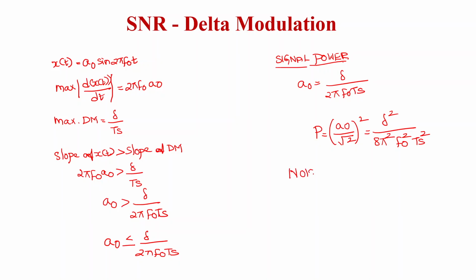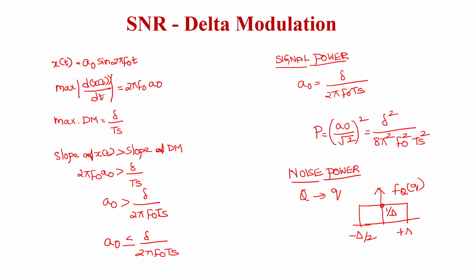Similarly, I am going to calculate the noise power. Assume the quantization error is represented by a random variable Q. When you draw the distribution curve, it follows fQ(q) with amplitude 1 by delta over the limit minus delta by 2 to plus delta by 2.